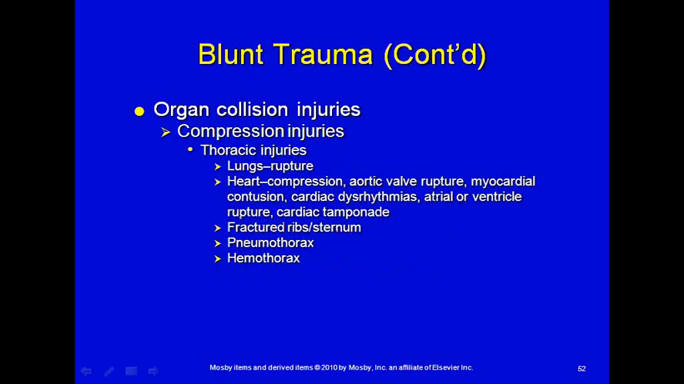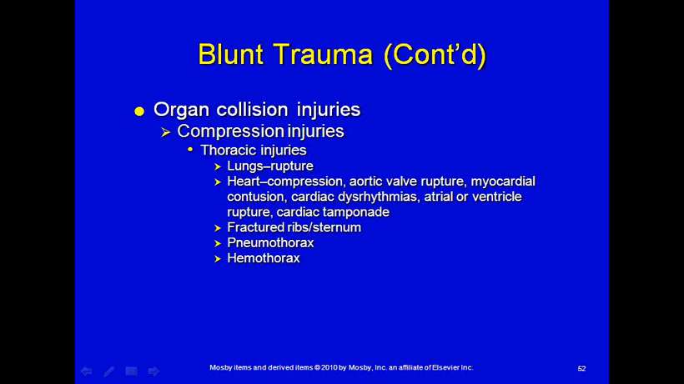Compression injuries during blunt trauma include rupture of the lungs. And this occurs when, let's say, in a motor vehicle collision, right before seeing the accident, people will often take a deep breath and close their glottis. And then when the accident occurs and their chest slams on the steering wheel, that compression of the chest against that closed glottis causes the lungs to rupture, and you end up with bilateral pneumothoraces.